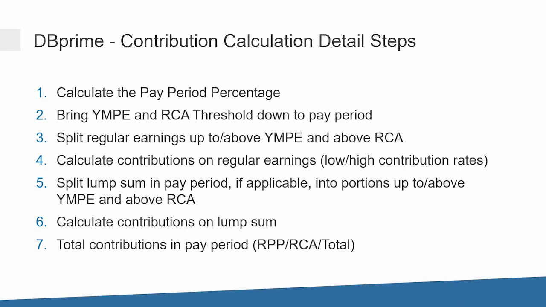The contribution calculation is divided into 7 steps in the spreadsheet. The first step is to calculate the pay period percentage, then bring the YMPE and RCA thresholds down to the pay period. Step 3 is to split the regular earnings up to and above the YMPE and above the RCA limit. Step 4 calculates the contributions on regular earnings. Step 5 splits the lump sum in the pay period, and if applicable, into portions up to and above the YMPE and above the RCA limit. Step 6 calculates the contributions on the lump sum payment, and Step 7 provides the total contribution amount, basic and RCA.